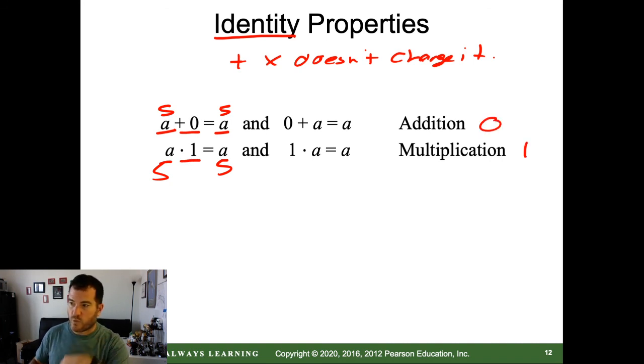Multiplication identity is 1. Because if you take any number, I don't know, 35, and you times it by 1, it'll always be 35. If you take that same number, 35, and add 0 to it, it'll always be 35. So the identity property is going to be the idea of 0 for addition, multiplication is 1.